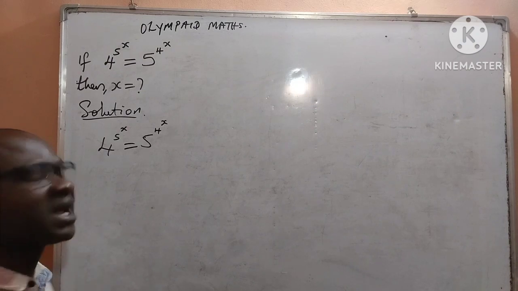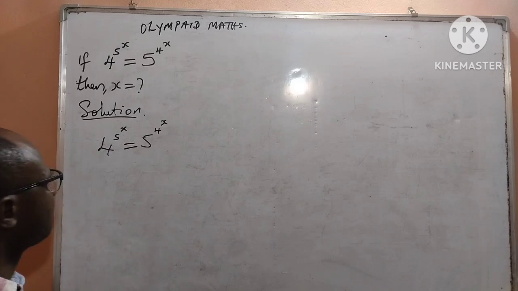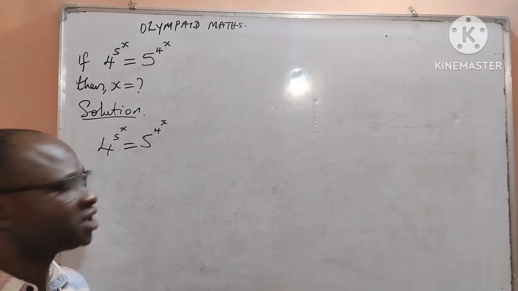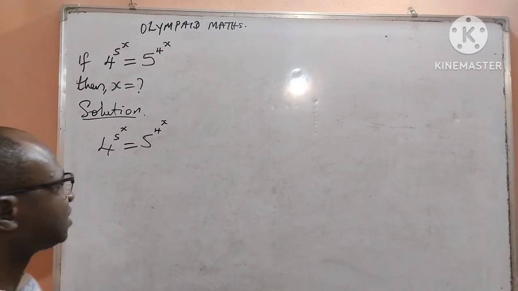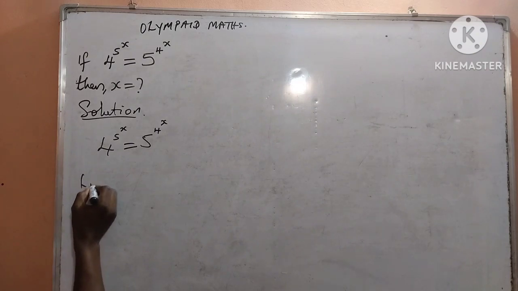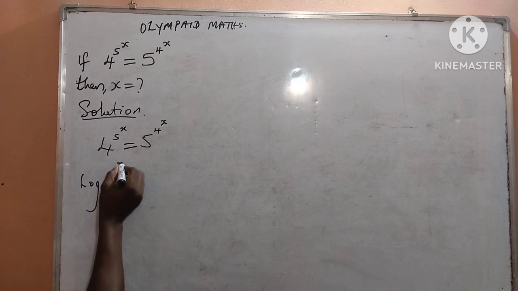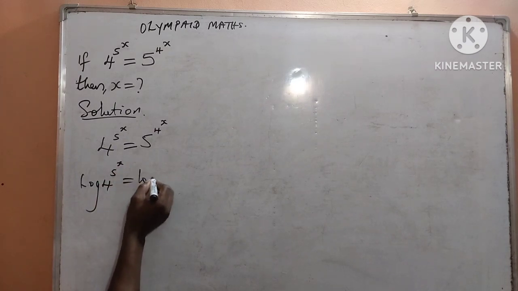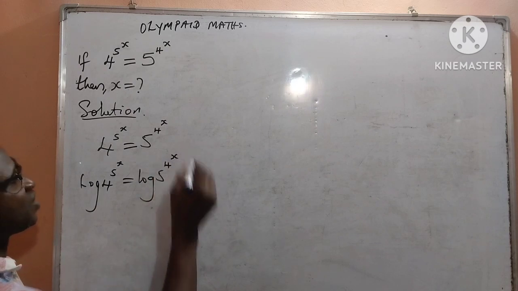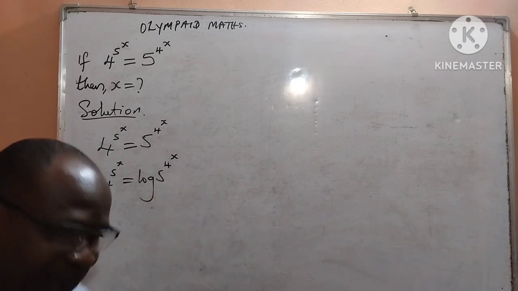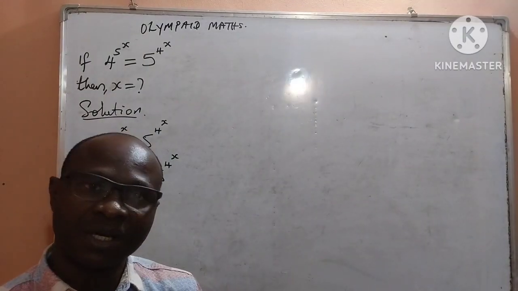Good. When this type of exponential question is given to us, the more excellent way to go is by applying logarithms to both sides. When we do that, it is going to be written as the log of 4 to the power of 5 to the power of x equals the log of 5 to the power of 4 to the power of x. So what I have done now is apply logarithms to both sides of the equation, the right hand side and the left hand side.